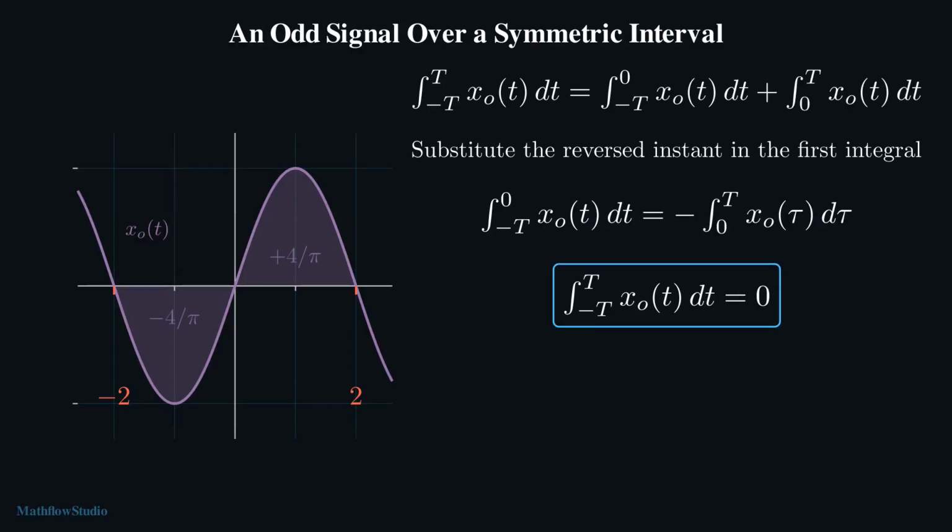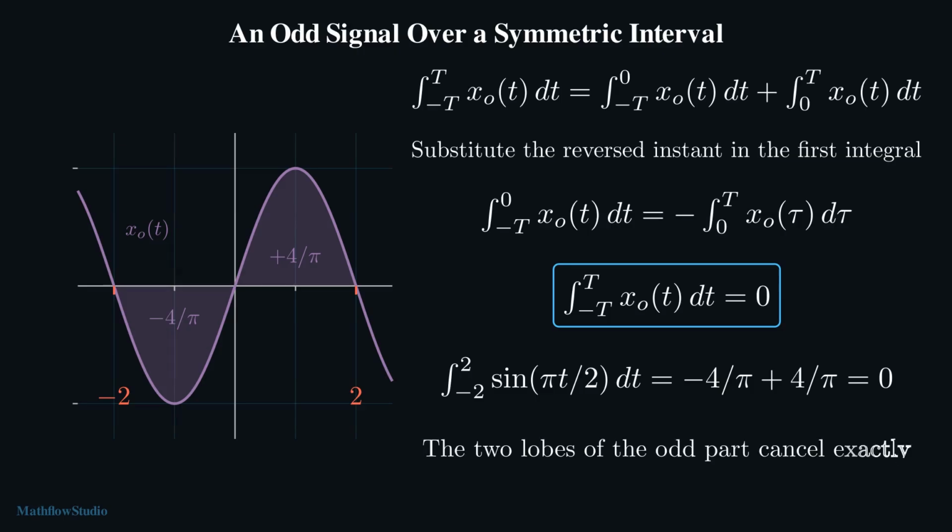On the drawn signal, the two shaded lobes have equal area and opposite sign. The two lobes of the odd part cancel exactly.